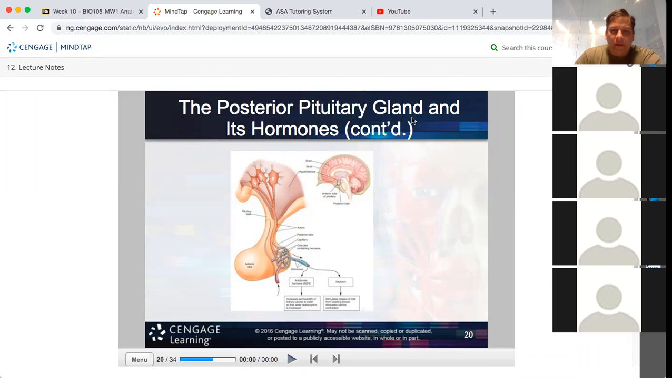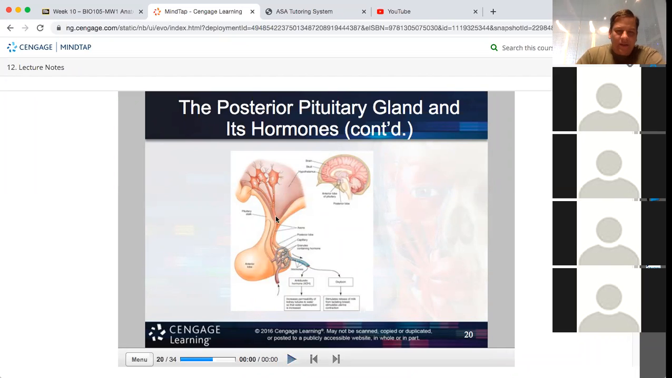The posterior pituitary gland and its hormones. Again, we have here the hypothalamus in the center of the brain. It's just a structure in the brain, a mass in the brain that is the control master for the pituitary gland. So we have the hypothalamus that controls the pituitary gland.